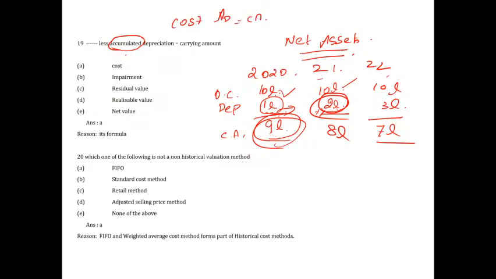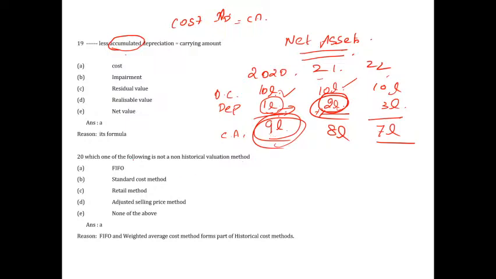So why I use the word accumulated is, whichever year you are seeing, that year you will see the depreciation. The total depreciation will be taken and minused, and the final net value will be shown in the balance sheet. You are getting it? So cost minus accumulated depreciation is equal to carrying amount.